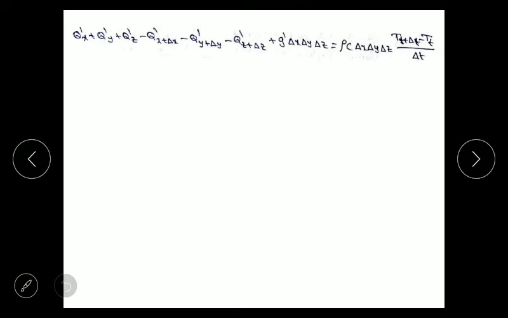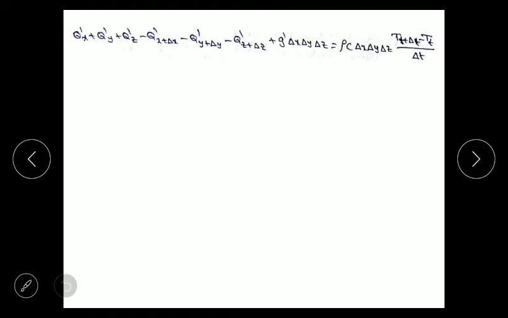Now substitute these two into equation 1, and we have obtained an equation like this. Remember, these are plain: qx plus qy plus qz minus qx plus delta x, qy plus delta y, qz plus delta z, plus g into delta x into delta y into delta z, equal to rho into c into delta x into delta y into delta z into the temperature difference, T at time t plus delta t minus T at time t, divided by delta t.